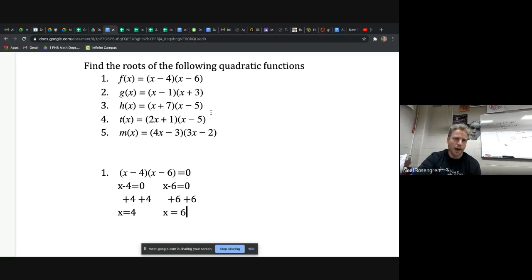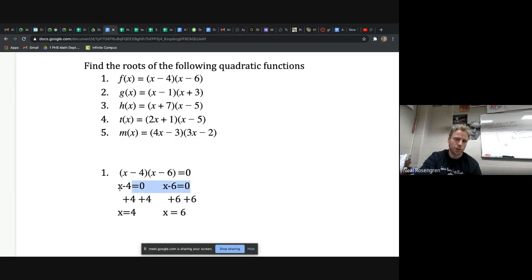And that's the strategy no matter what the factors are. So if it's, say, x minus 1 equals 0 and x plus 3 equals 0. Or 4x minus 3 equals 0 and 3x minus 2 equals 0. I'm always just going to split those two factors apart. So this first step is critical. You've got to first set it equal to 0 because that's what allows you to split them apart.